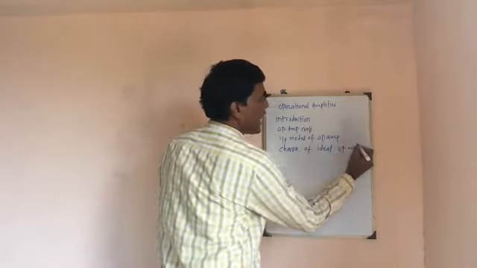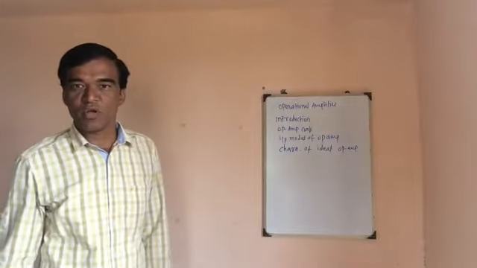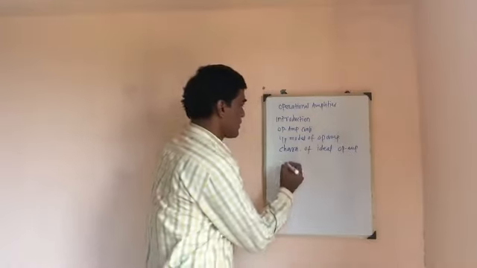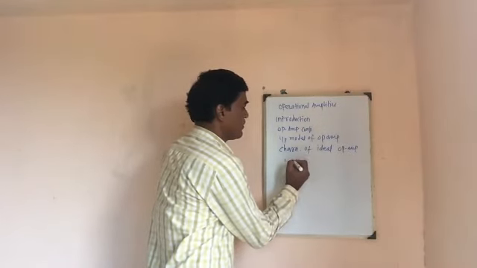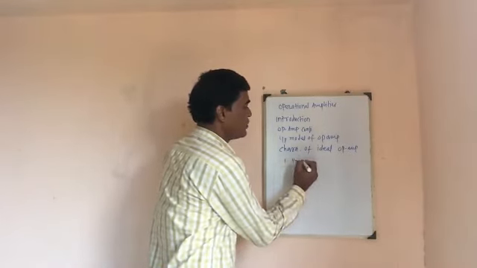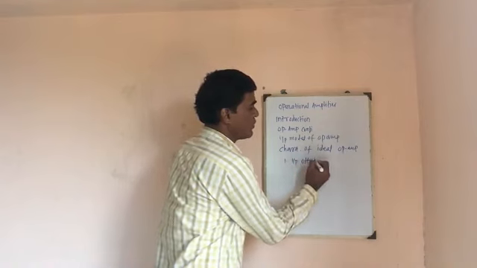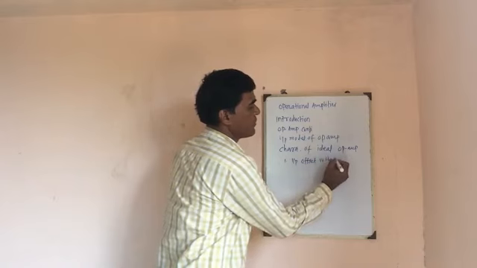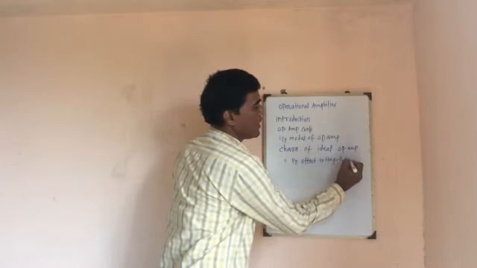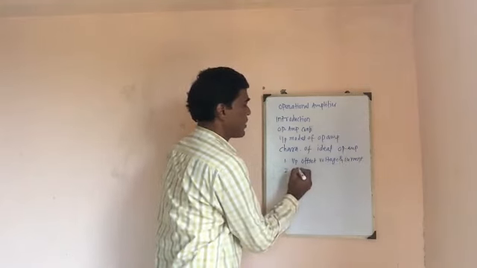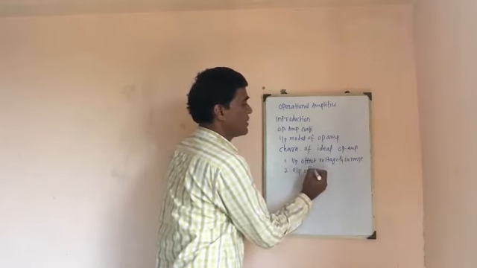Then we will discuss the characteristics of the ideal operational amplifier. The different ideal characteristics we are going to discuss are, first, input offset voltage and current. Next one is output offset voltage.